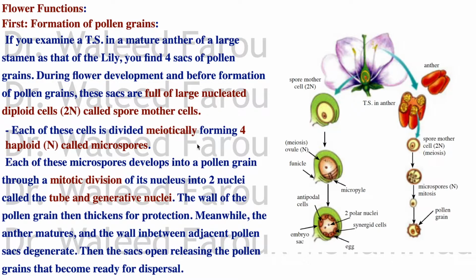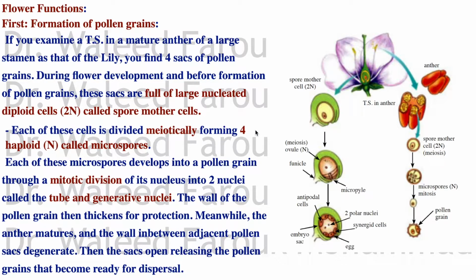Okay, what are the functions of the flower? First, formation of pollen grains. A transverse section in a mature anther, which is this part, which is the tip of the male part.